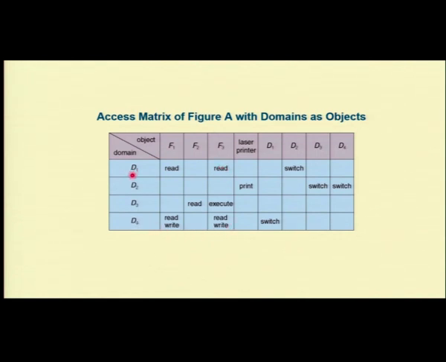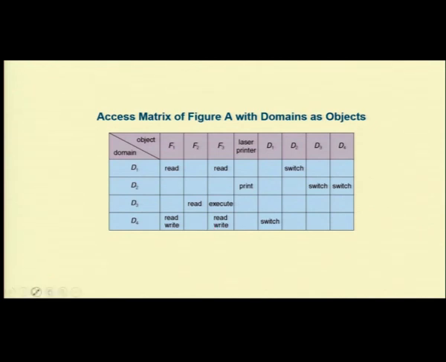Likewise, from D1 they cannot write into files F1 and F3, whereas if they switch to D4 using this particular row, this particular cell, they can write. It can be read and write temporarily, and we can move into D1.